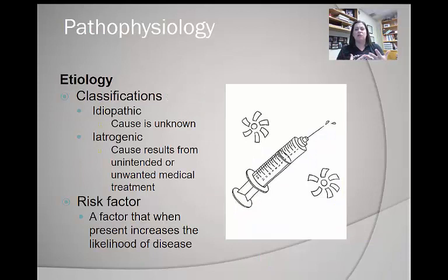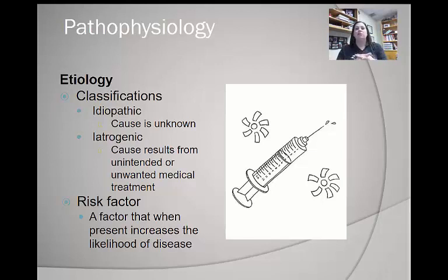When we look at etiological causes, we also want to be able to classify them into different categories. Some classifications we look at first: the first one is idiopathic. If it's idiopathic, the cause is unknown. We've done our investigations, we've done a lot of tests, and we do not know why that individual has dealt with that issue. We also see iatrogenic, where the cause results from unintended or unwanted medical treatment. This happens sometimes when we are treating for one thing and it causes another disease or issue.